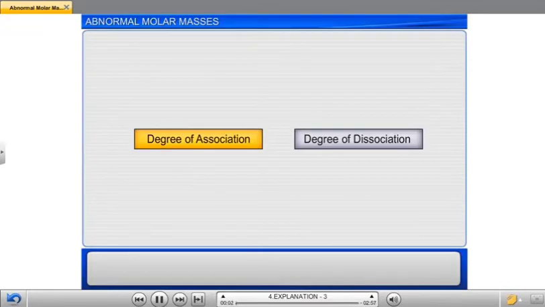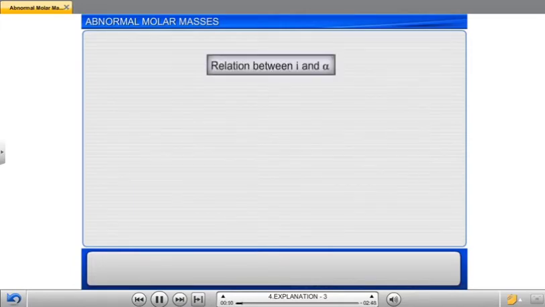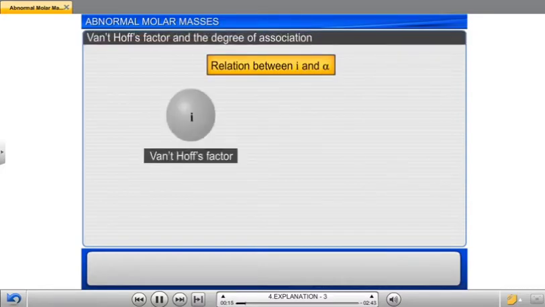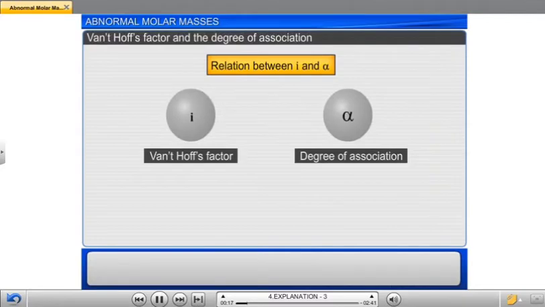The degree of association as well as the degree of dissociation are represented by the letter alpha. Let us now derive a relation between van 't Hoff's factor i and the degree of association alpha.